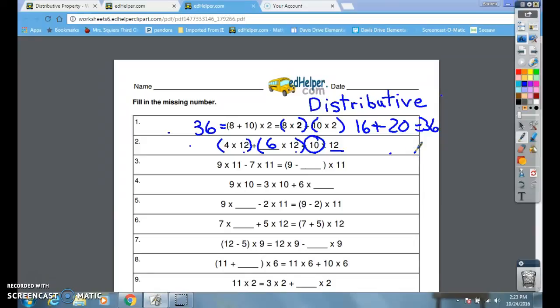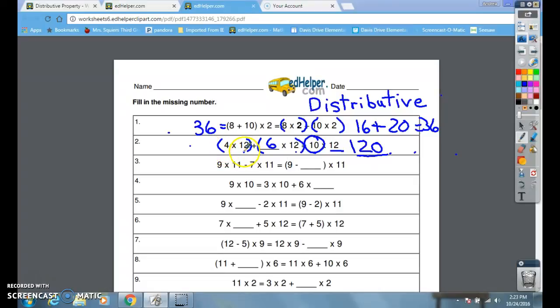So now I need to make sure that I have the right answer. So I'm going to solve 12 times 10. I first do 12 times 1 is 12, and 12 times 0 is 0. So I know that this side of the equation equals 120. I need to make sure this side does. So I have 12 times 4.